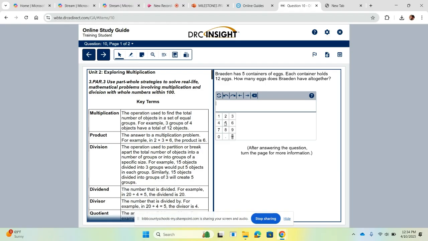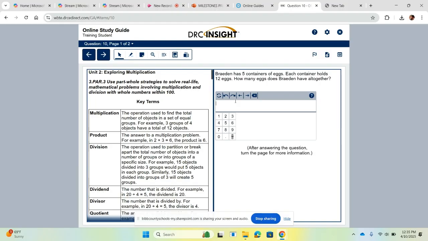So let's see what we've got. We got 5 containers of eggs. Each container holds 12. So this is what they're wanting them to do. So it's not giving us any type of what? So the students are going to need to use their scratch paper. How many eggs do they have altogether? So they're going to have to take 5 times 12 on their scratch paper and come up with the answer.